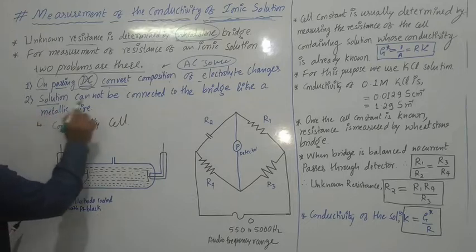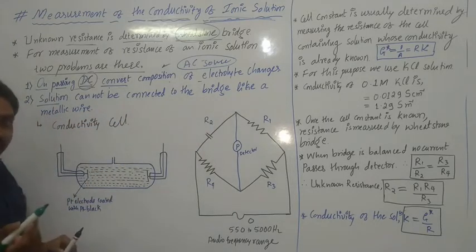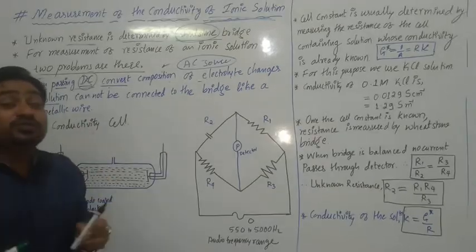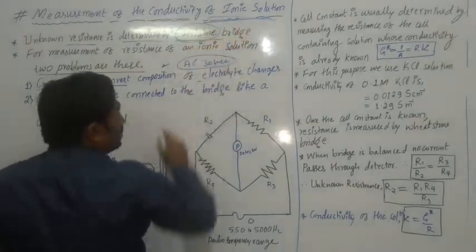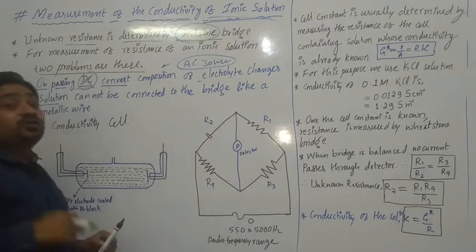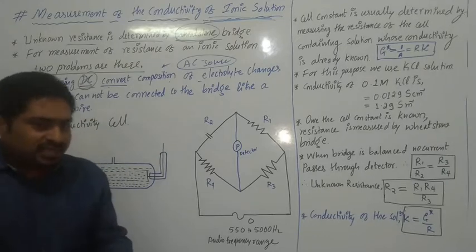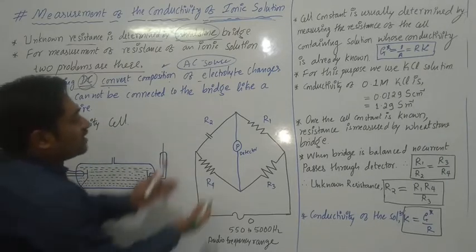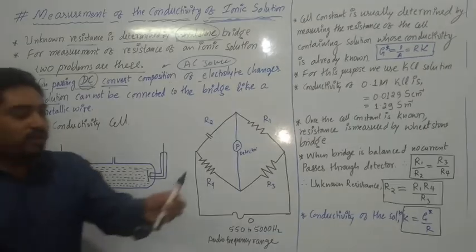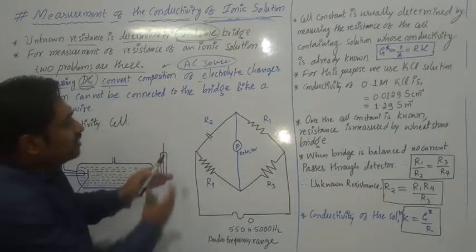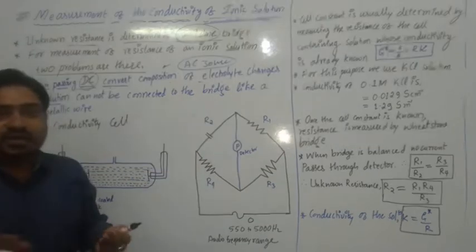The solution cannot be connected to the bridge like a metallic wire. See here, what we are going to measure? We are going to measure the conductivity of an ionic solution, or by using the Wheatstone bridge we are going to measure the resistance of an ionic solution. Solution means it's a liquid, so we cannot connect a liquid like a wire. Wire is solid, so I cannot connect liquid to these ends. So these terminals cannot be connected by liquid.